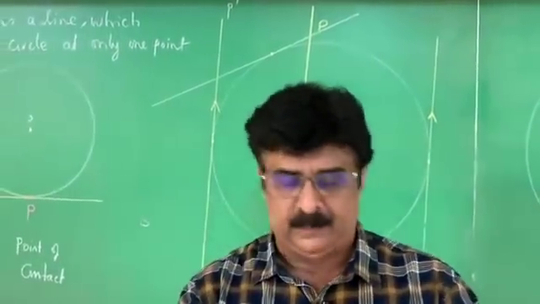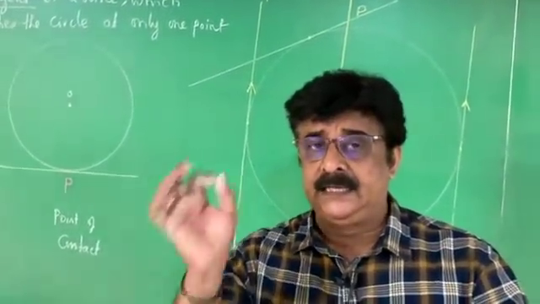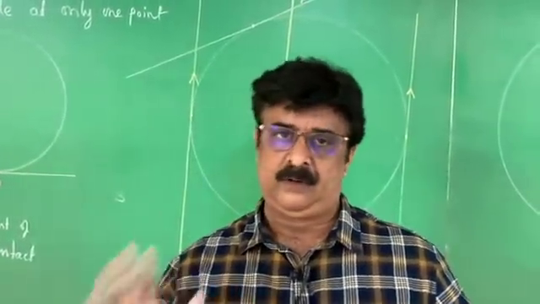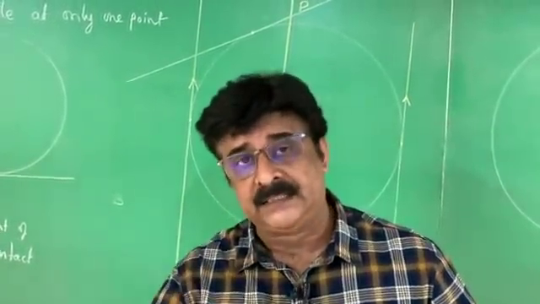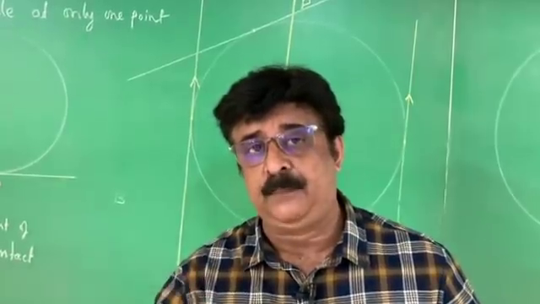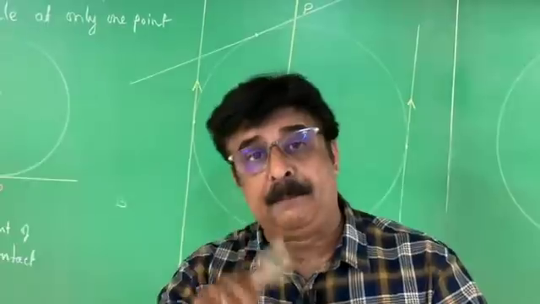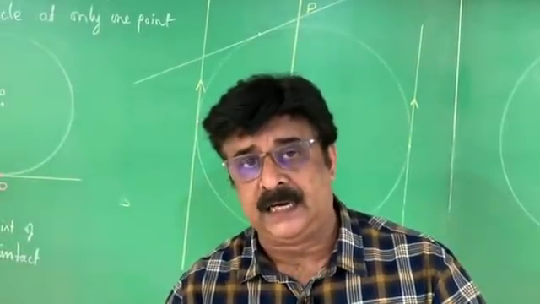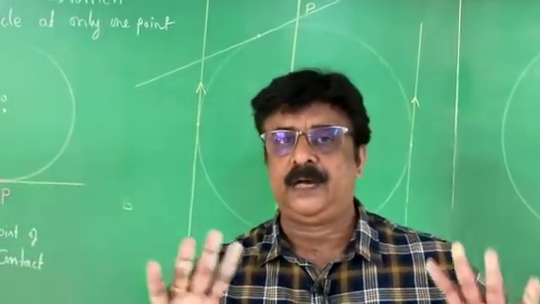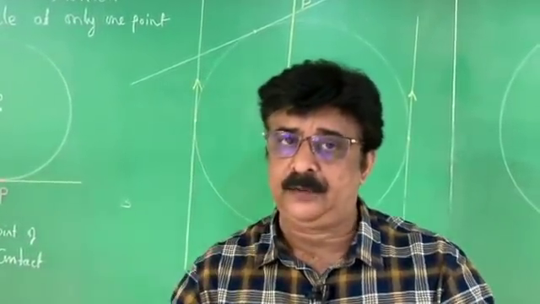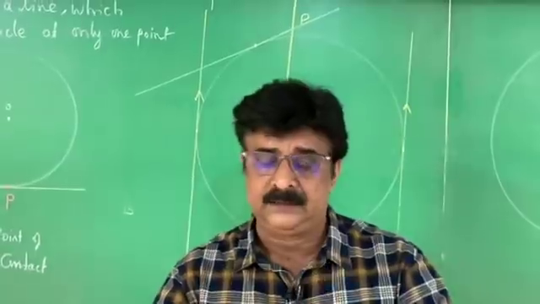Tangent is a line, first one. Tangent touches the circle only at one point. What is the name of the point? Point of contact. And how many such tangents can be drawn to a circle at any point? Only one. And how many parallel tangents can we draw to a circle? Two. That we have to clarify before venturing into the problems related to this chapter called circles.